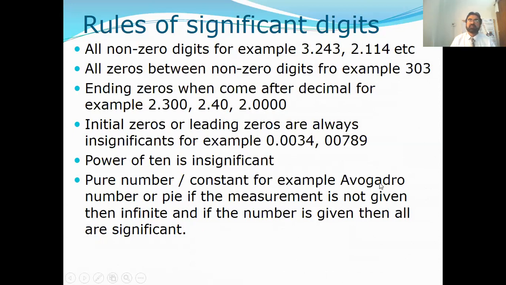Pure number, constant, for example, Avogadro number, or pi, if the measurement is not given, then infinite, and if the number is given, then all are significant.